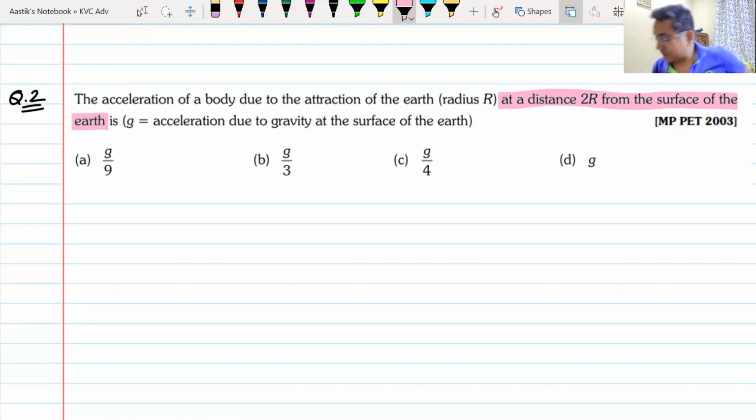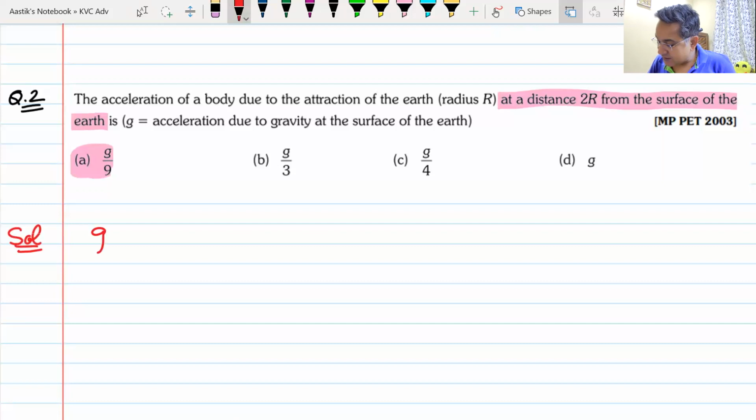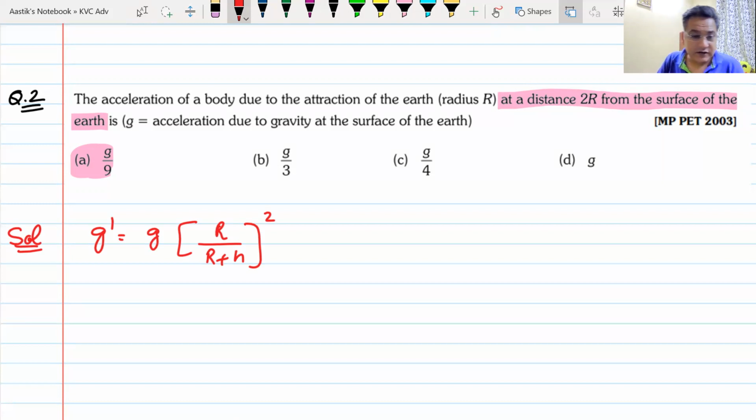Sir, what is the answer? A, sir. G by 9. Sir, G by 9. You just have to put the formula: G dash is equal to G into R divided by R plus H, the whole square. Yes or no? Yes, sir. Does anyone understand this? Yes, sir. Okay, so just put the values, get the answer, and stay happy. This is the next one.